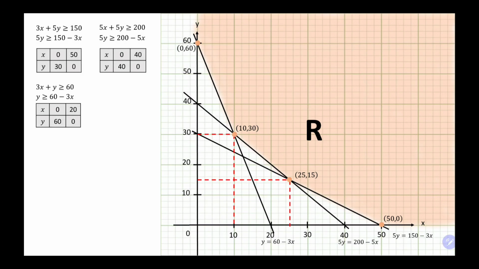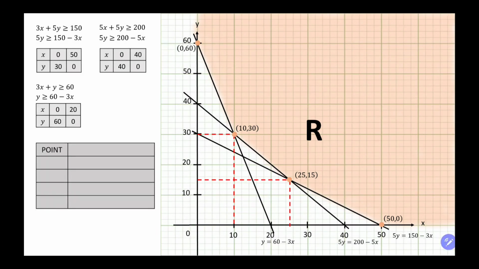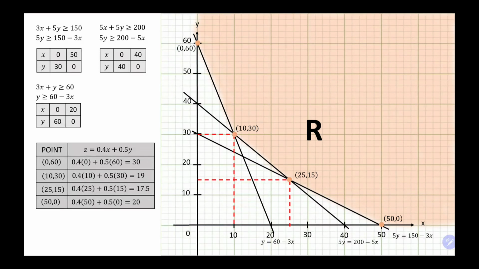Then we create a table. We put in our points (0, 60), (10, 30), (25, 15) and last (50, 0). Then we put in our objective. Substitute the values. Then we find which value is the minimum value. Then we conclude the minimum value of Z is 70 ringgit and 50 sen when 25 units of food A and 15 units of food B are purchased.